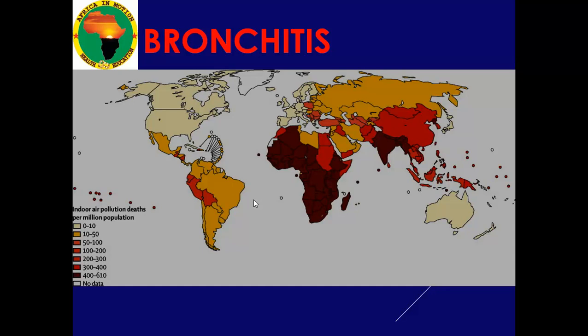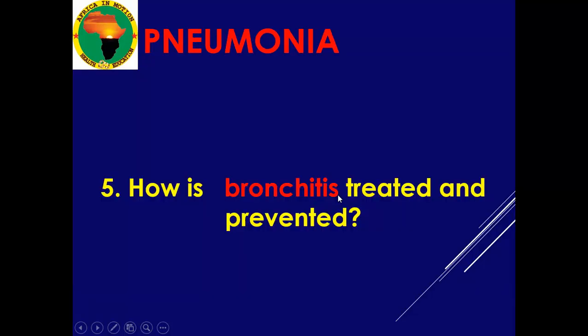Bronchitis is a condition that's affecting many countries, but mainly less developed countries. You can see the data is showing that Africa and Asian countries are more affected. Yes, other countries are affected as well, but when you see statistics, indoor air pollution deaths were higher in Africa and this Asian part of the world. So we need to wake up.